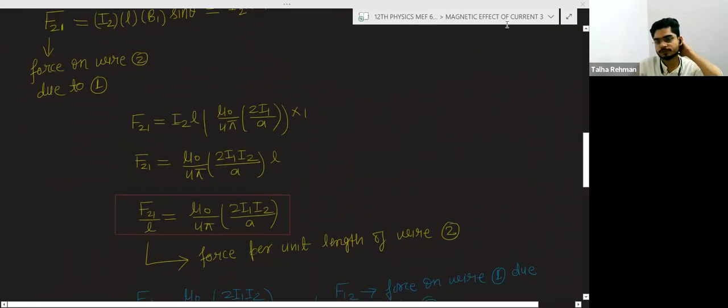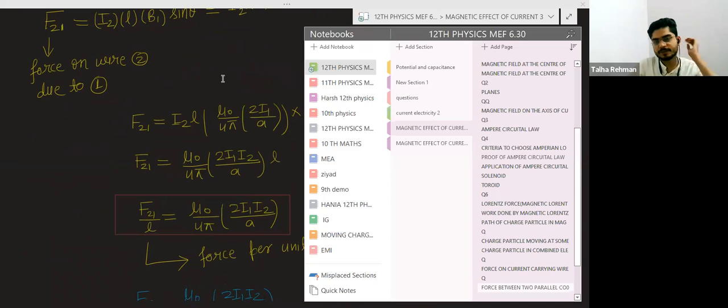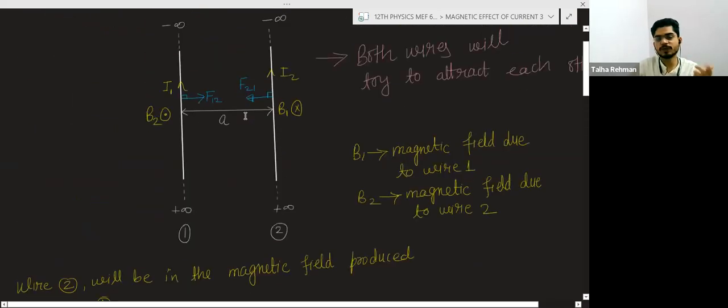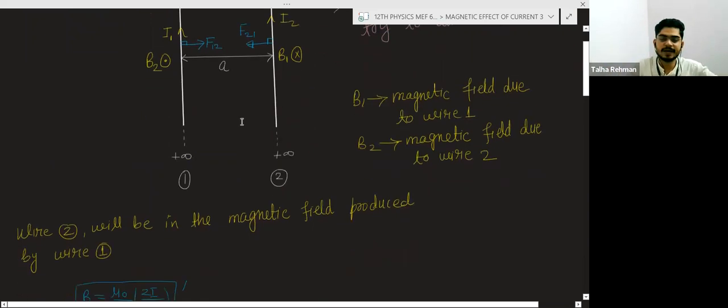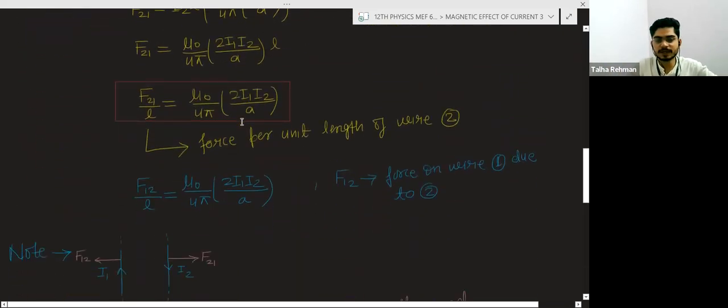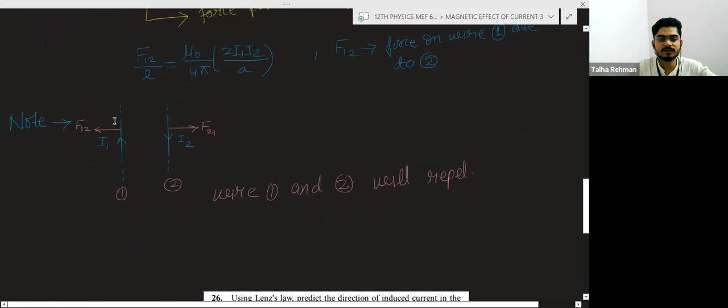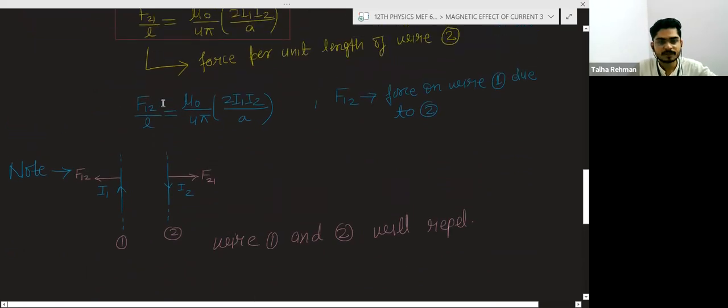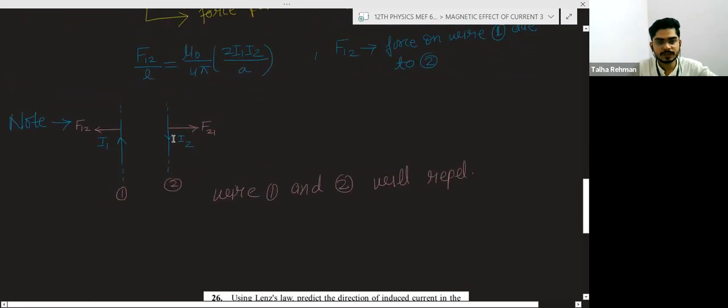So this you should know. And if there is the same direction of current in the two conductors, then both the conductors will attract each other. And if the current in one conductor is in this direction and in another conductor is in the opposite direction, then both the conductors will repel.